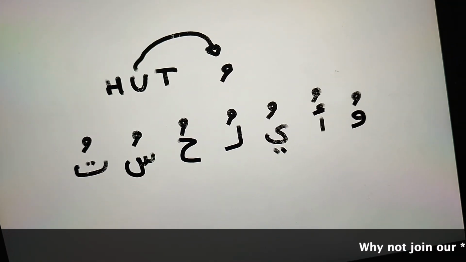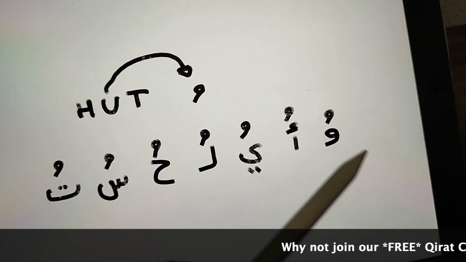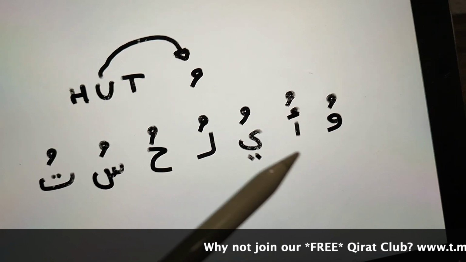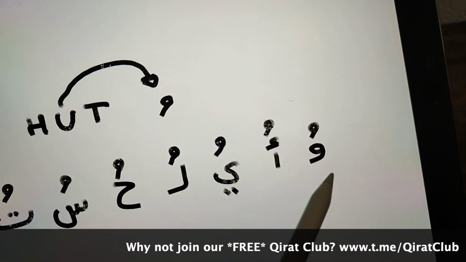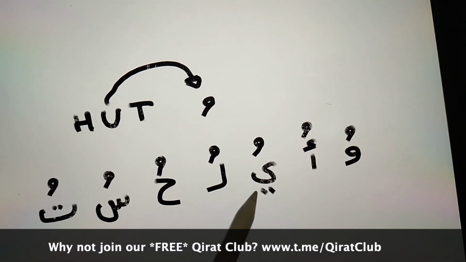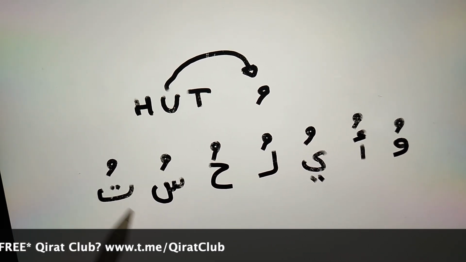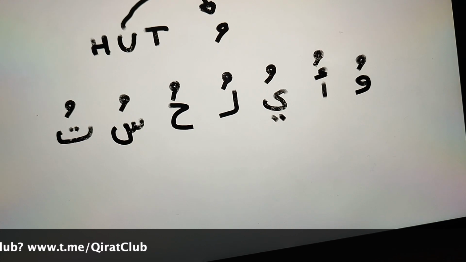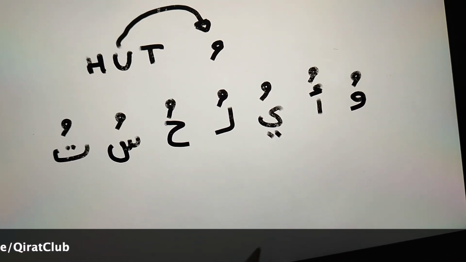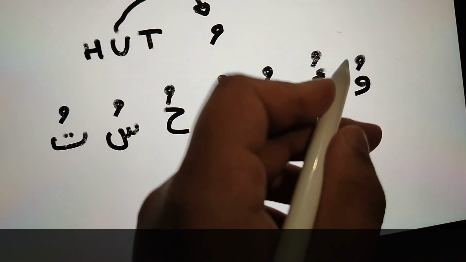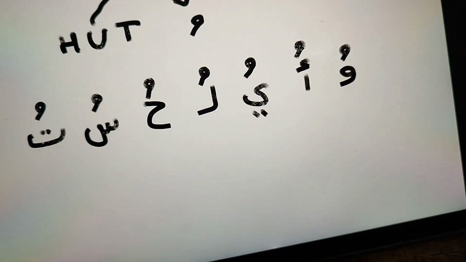So these letters have transformed now. We've added vowels to them. So instead of wow making a w sound, it makes a wu sound. So wu, u, yu, lu, hu, su, tu. It doesn't just have to be with these letters, it's any of the letters of the Arabic alphabet, which we have covered before. If you add a dammah to them, they make a u sound.